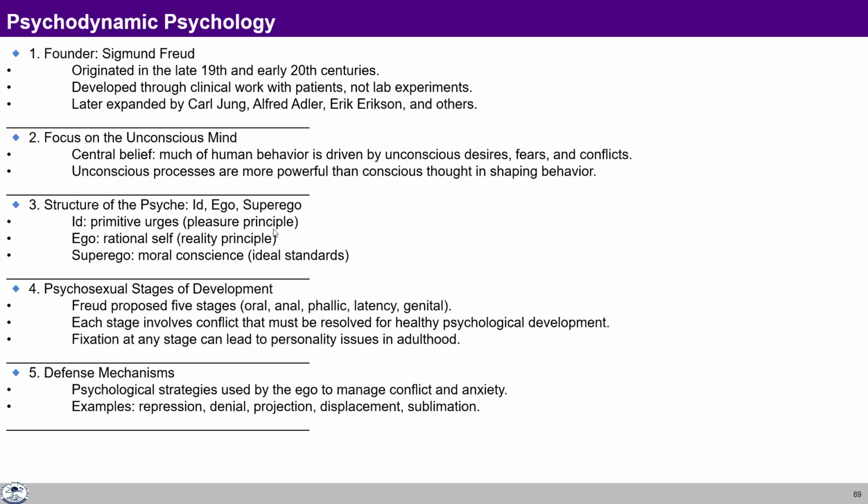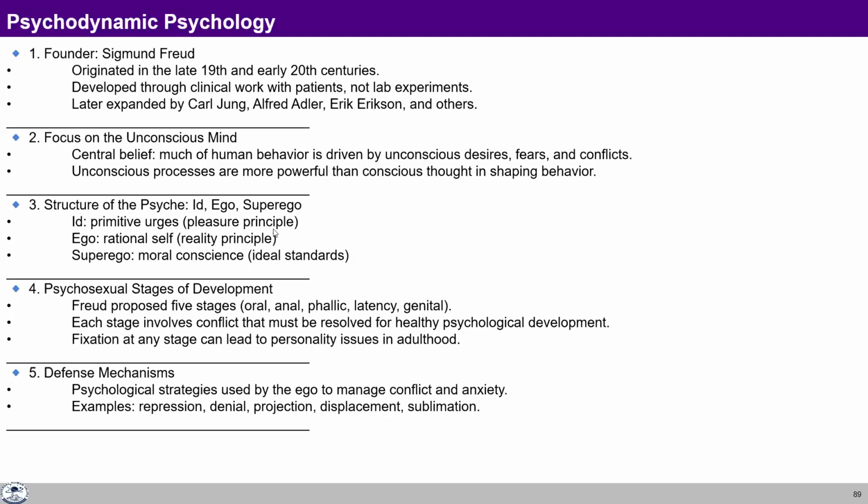So let's say when the child is taking milk from the mother's breast, so much of the urges of the child will come from the mouth. When the child is struggling with cleaning the bowel or eating properly, it is somewhat anal, then phallic, then latency, and then genital. Each stage involves conflict that must be resolved for healthy psychological development.